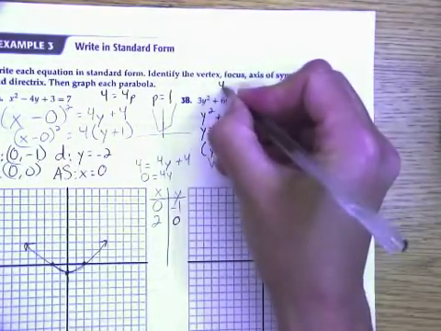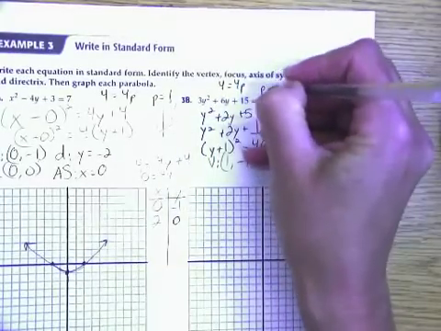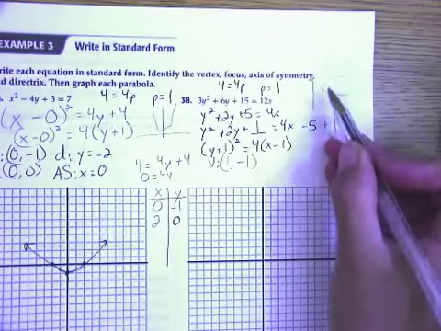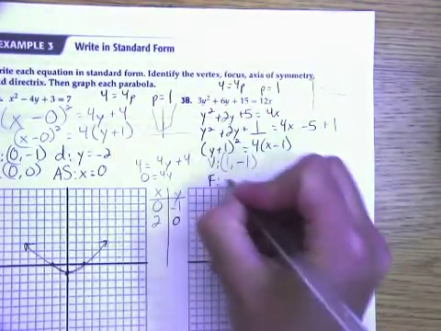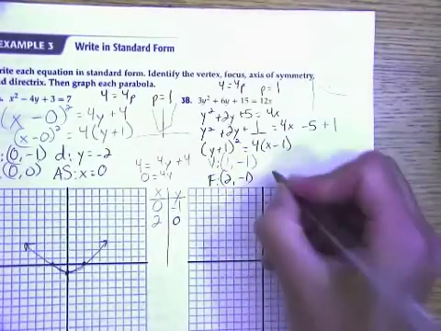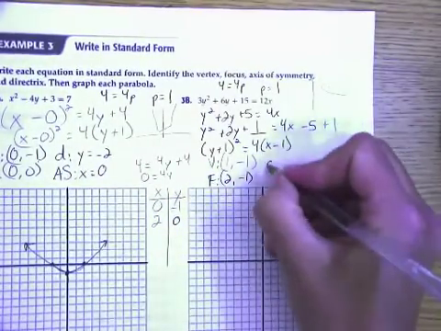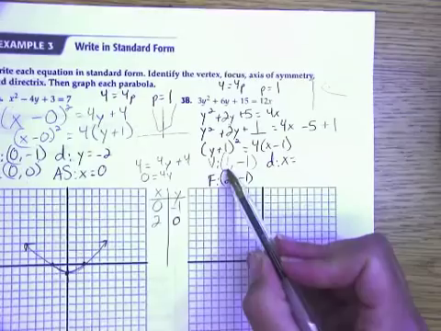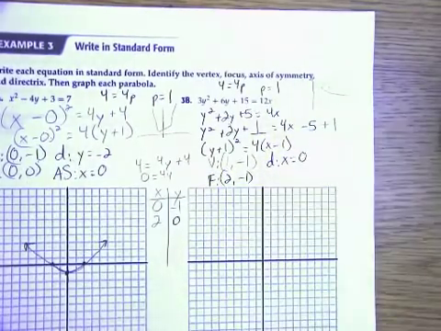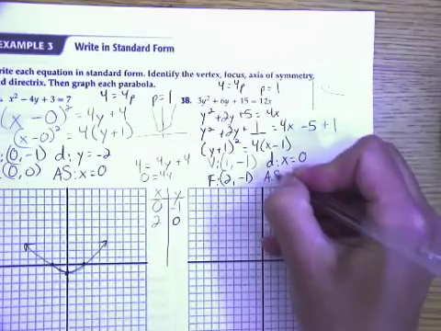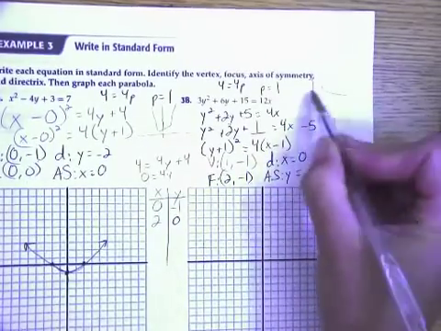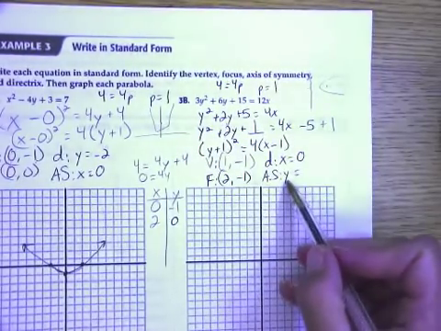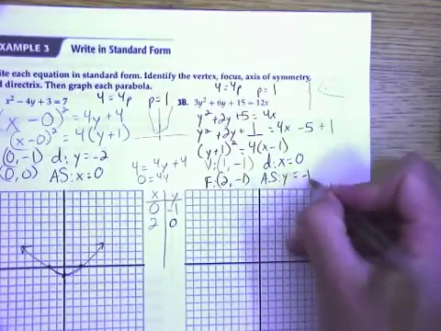That's 4p. So if 4 equals 4p, then p equals 1, which means my focus is one space to the right of my vertex at 2, negative 1. My directrix, notice, is this vertical line. A vertical line has the equation x equals a number that is one space to the left of my vertex, which is 0. My axis of symmetry is going to be a horizontal line, so it's going to have the equation y equals a number, and since it passes through the vertex, it's the y-coordinate of the vertex, y equals negative 1.